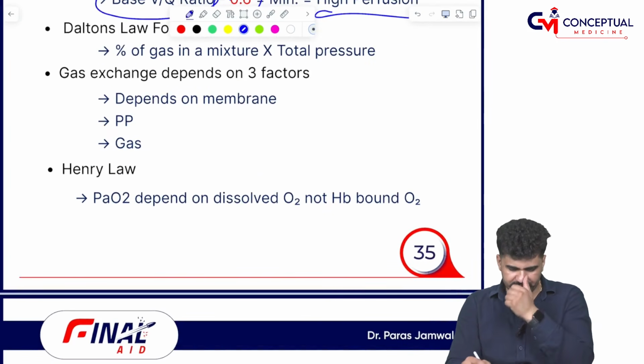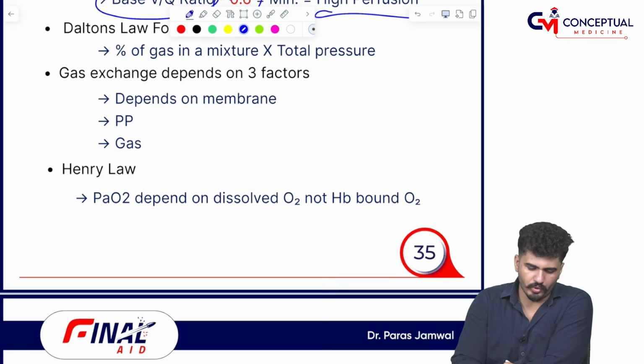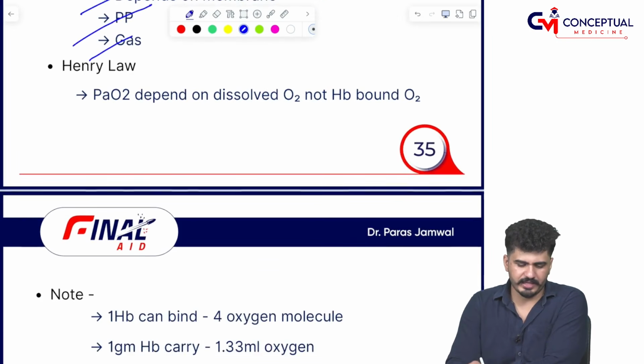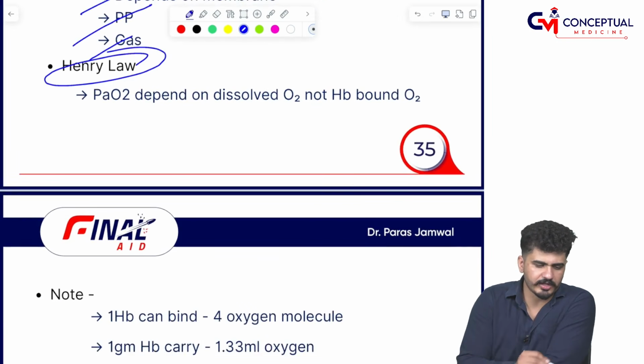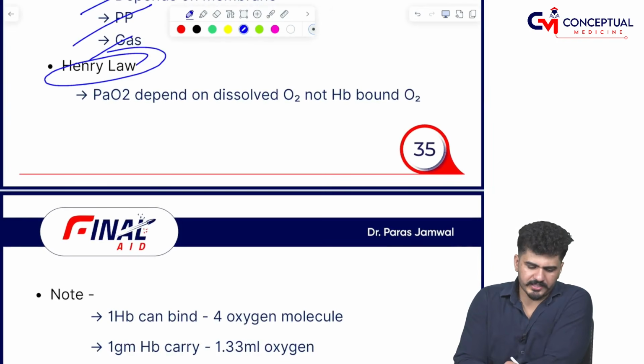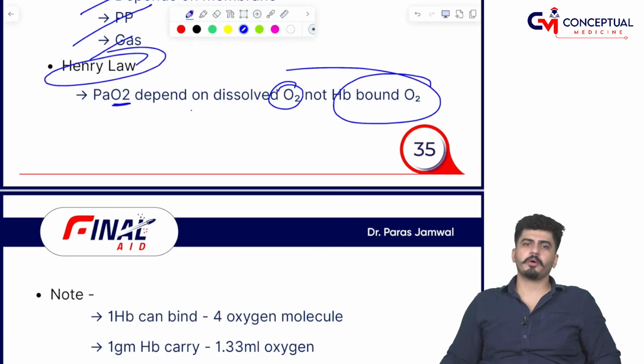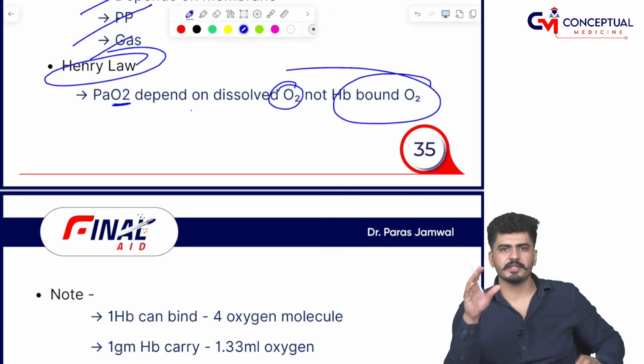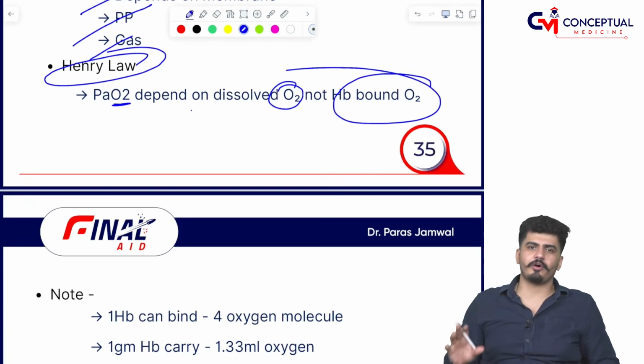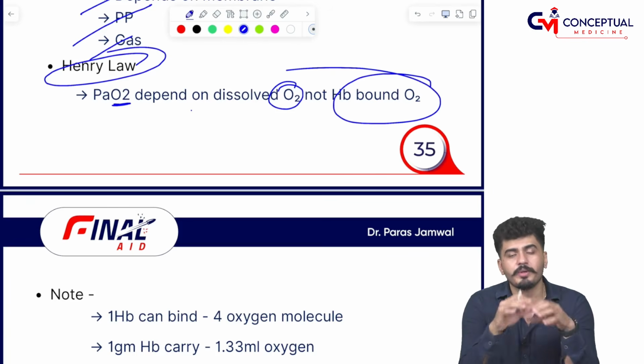Now sir, gas exchange depends on 3 factors. What are those? Membrane, partial pressure and part of the gas. Henry's law is an important law for the exam. Now partial pressure of O2 depends on dissolved oxygen, not hemoglobin bound oxygen. So oxygen which is present in our body is in 2 forms: one dissolved form, one on hemoglobin.